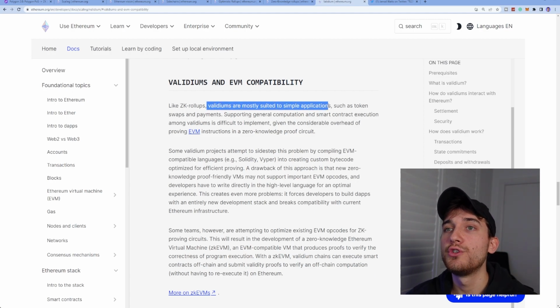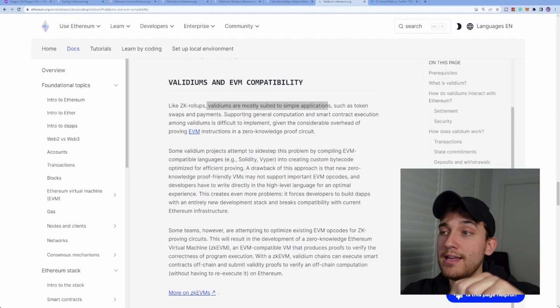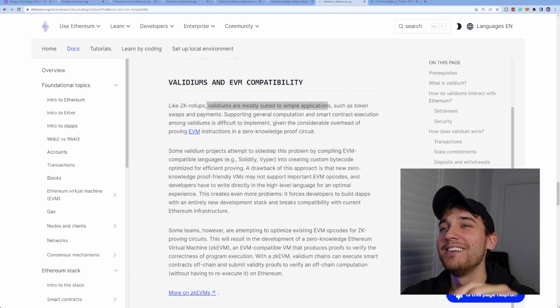Validiums are mostly suited to simple applications like token swaps and payments. This means all of the tools that, if you're a developer watching this video, you might be familiar with, like Solidity to create smart contracts, the deployment tools that you use to deploy smart contracts, all of the stuff that developers as well as users are familiar with is not going to work typically with Validiums, right? I say typically because I'm about to explain why EVM compatibility is important here.